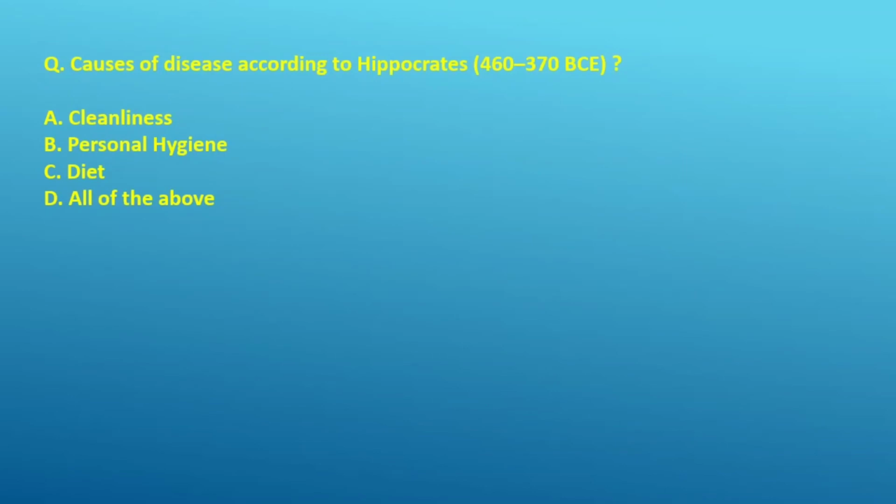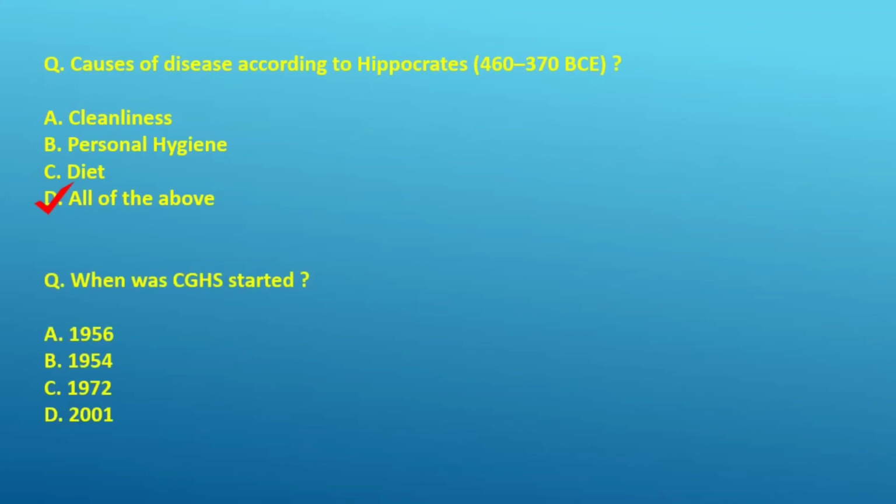Causes of disease according to Hippocrates. Answer is all the above. When was CGHS started? CGHS means Central Government Health Scheme. It was started in the year 1954.